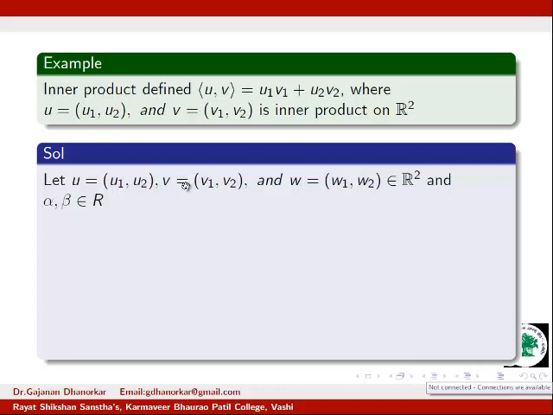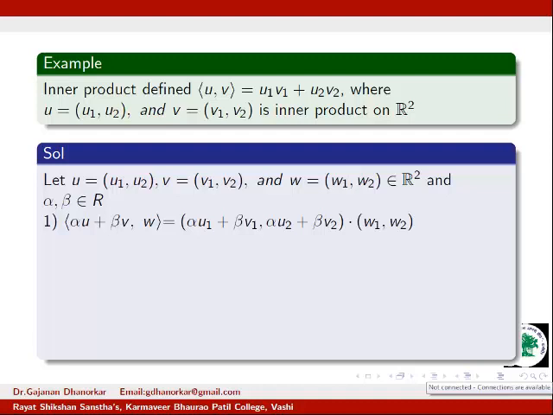This is our u, this is v, and this is w. We are taking three vectors from R2 space, and alpha and beta are real numbers. We will check the first condition, linearity. I will take the inner product of alpha u plus beta v with w. This is equal to, now I will write here alpha u and beta v.